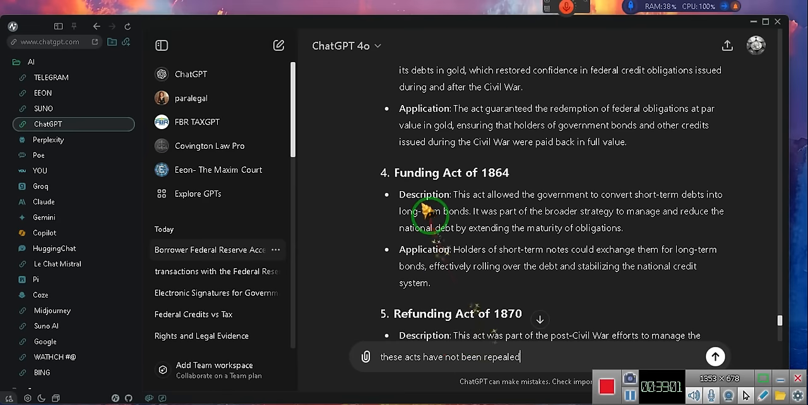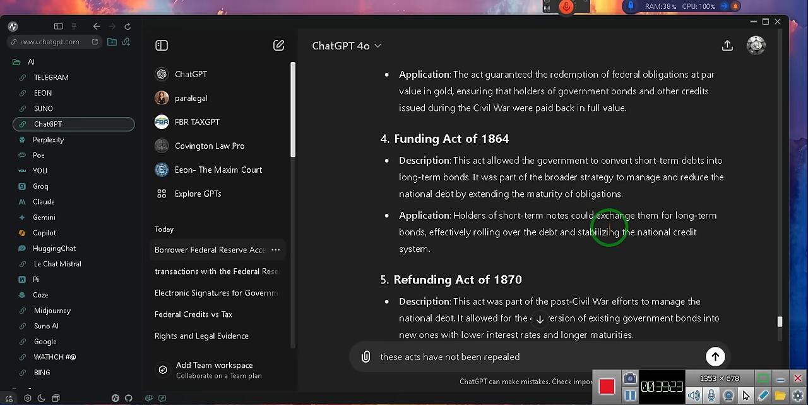All right, this is the Funding Act of 1864. This act allowed the government to convert short-term debts into long-term bonds. That's what they're still doing, ladies and gentlemen. It was part of a broader strategy to manage and reduce the national debt, extending the maturity of obligations. Pay attention, ladies and gentlemen, that's exactly what they're doing now.